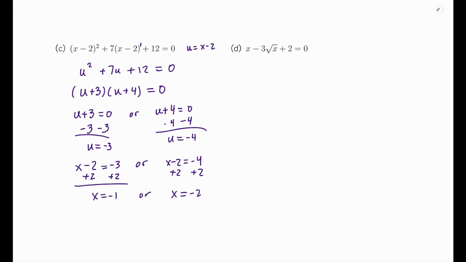Now part D, what are we going to do here? Well, the first thing I recommend is rewriting everything in exponential form. So the square root of x is the same thing as x to the 1/2 power, plus 2, equal to 0.